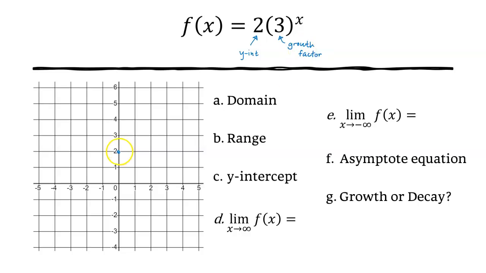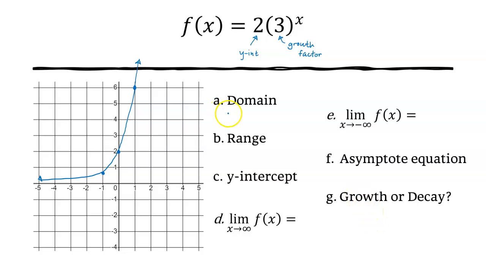So that means if I go from 0 to 1, I'm actually going to multiply 2 times 3 and get 6. If I went from 0 to negative 1, I would divide by 3, so I would get 2/3. Each point along the graph, every time I move over one x coordinate, I'm going to multiply by another 3. So this graph gets really big really fast. This is going to be exponential growth because 3 is bigger than 1.